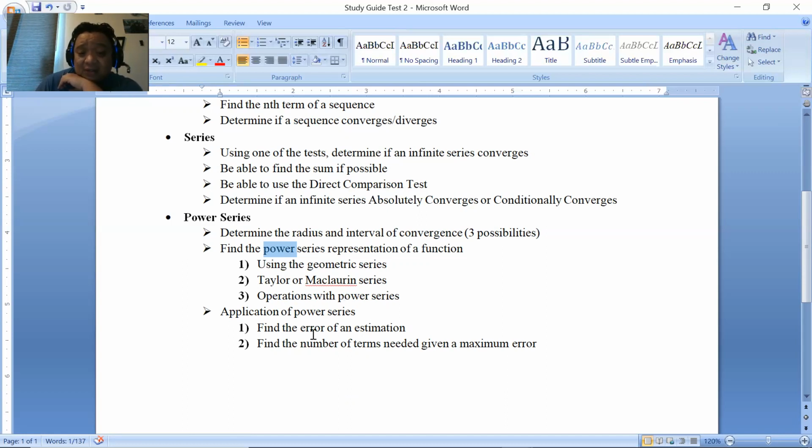So error estimation, the number of terms needed to give a maximum error, integrating. There are some that require derivatives and so on and so forth. So make sure you know how to use power series as an application. Okay. Any questions on that? Okay. And so that's it. That's what's going to be covered on your test. Okay. Any questions on this?